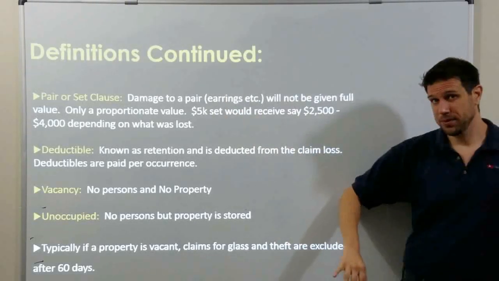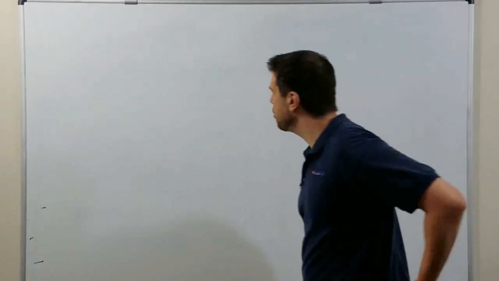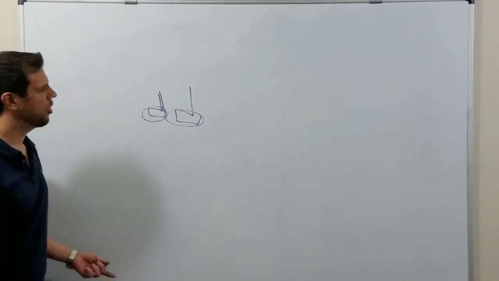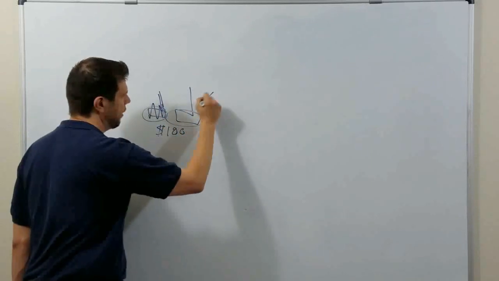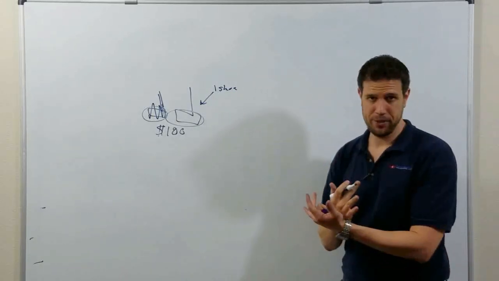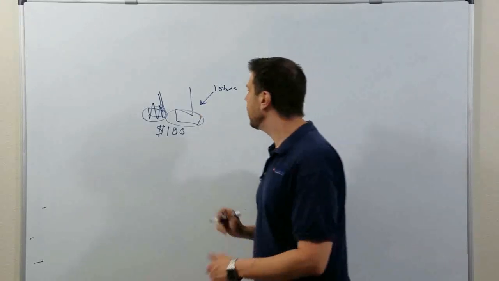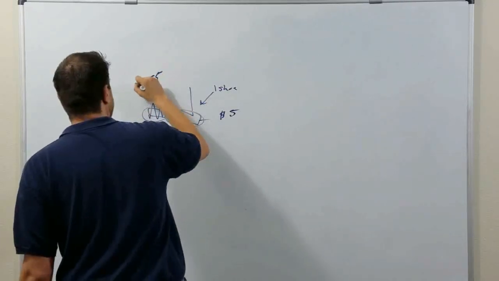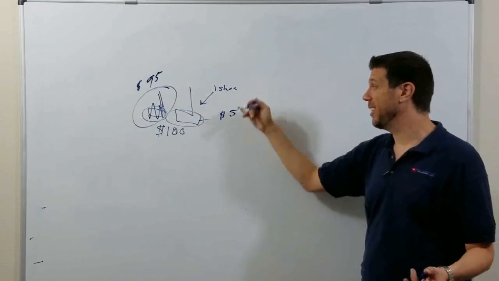Now let's talk about the pair or set clause. This one is a little different. So let's say you have two shoes, and your shoes together are worth $100. But one of the shoes burns up in a fire. So you have one shoe left. The insurance company doesn't just divide it in half. They pay you the proportional amount. So one shoe by itself is probably only worth $5. So your insurance company will pay you $95 for the damaged shoe. Because nobody wants to buy just one shoe. You need two. Unless somebody else also burned up in a fire, that's why they gave you $5.